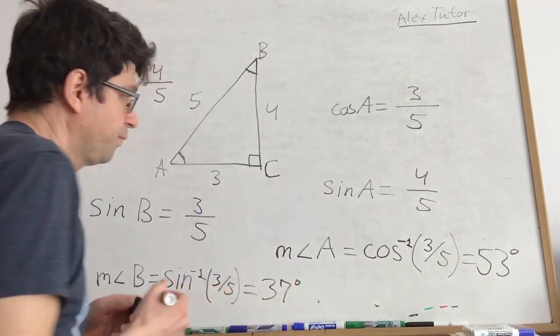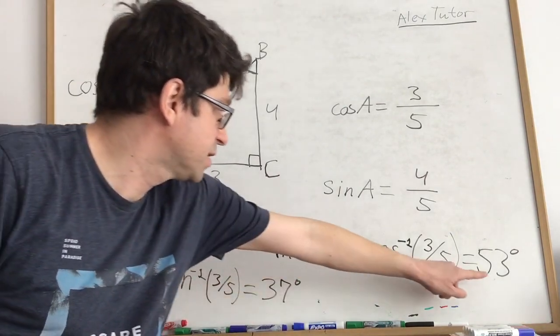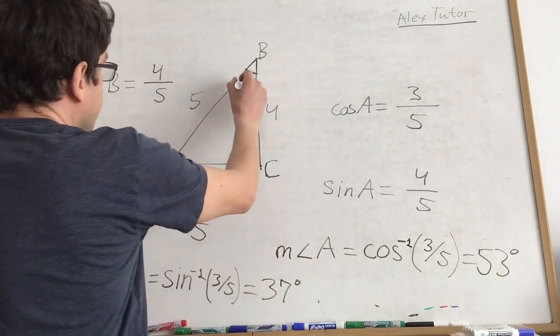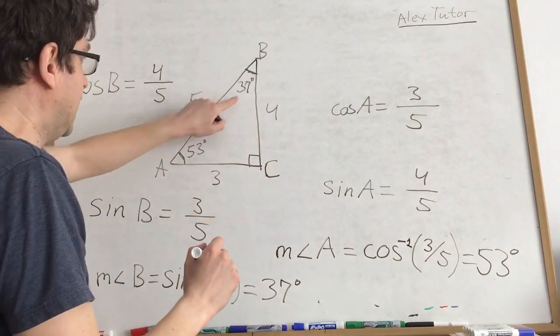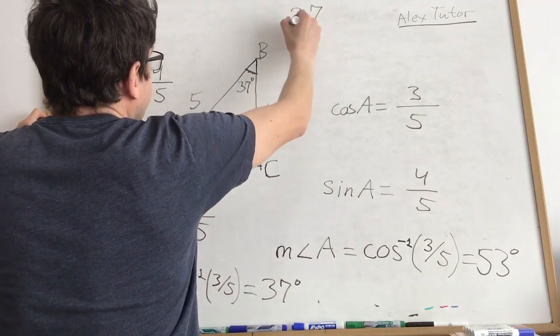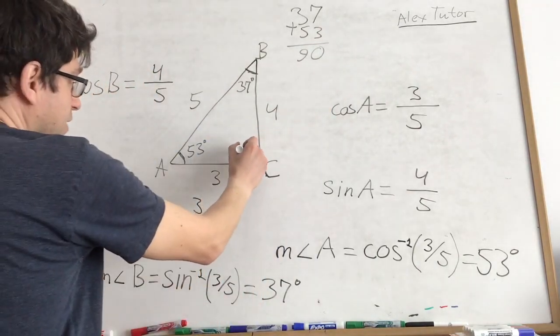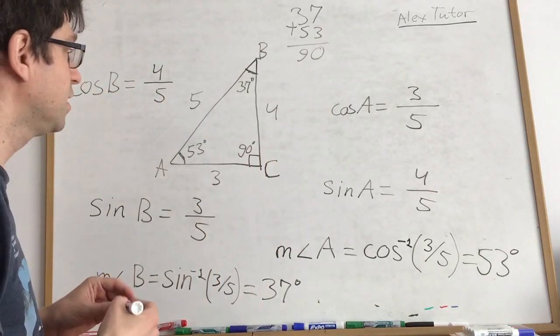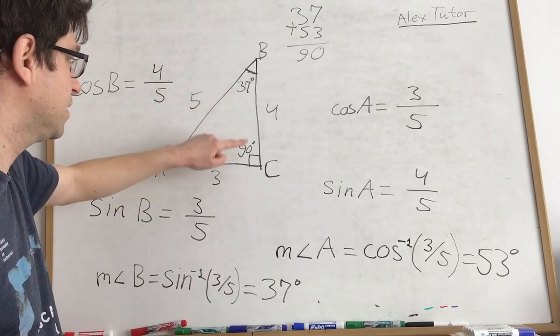You see? Now, how much is 37 plus 53? So you see this angle is 37 degrees, this angle is 53 degrees. When I add them, how much is 37 plus 53? It is 90. So this angle is also 90 because it's a right angle. So this is 90, this is 37, this is 53. Together, 180 degrees.